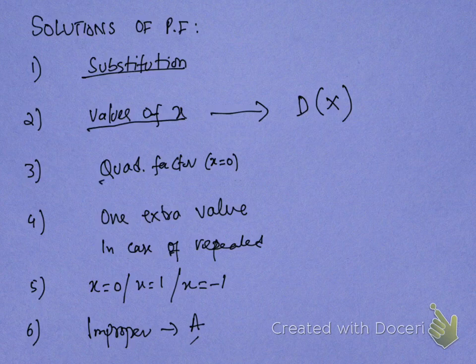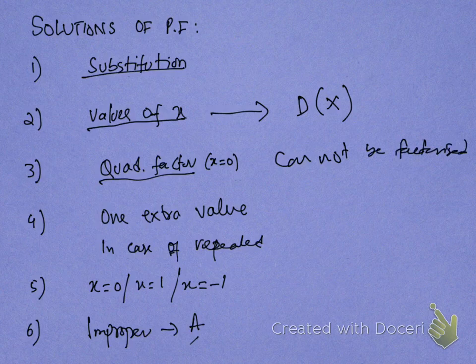Point number 3. In case of a quadratic factor, always suppose the value of x to be 0 because the quadratic factor cannot be factorized. So you won't be able to get the value of x from the quadratic factor. Therefore, always suppose the value of x to be 0 to make the calculation simple.